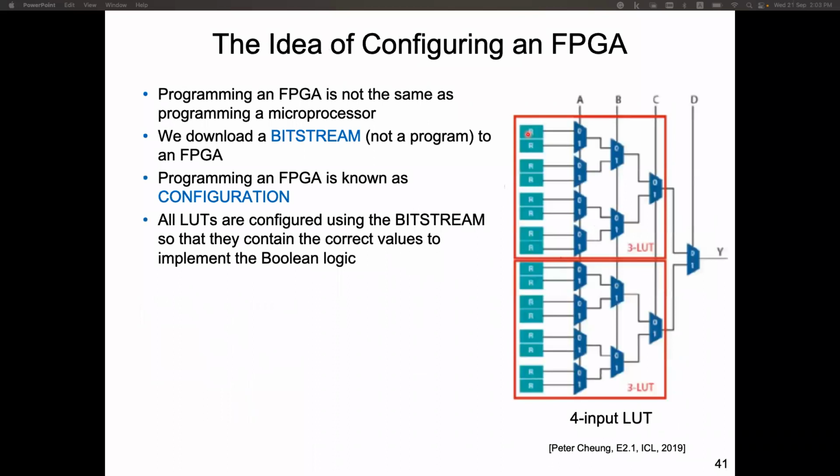Now, this is also important, right? The fundamental of programming of an FPGA. So we have 2 levels of programming. One is for the logic function, the other is interconnection. And now it's about the logic function. So here is the idea of configuring an FPGA.